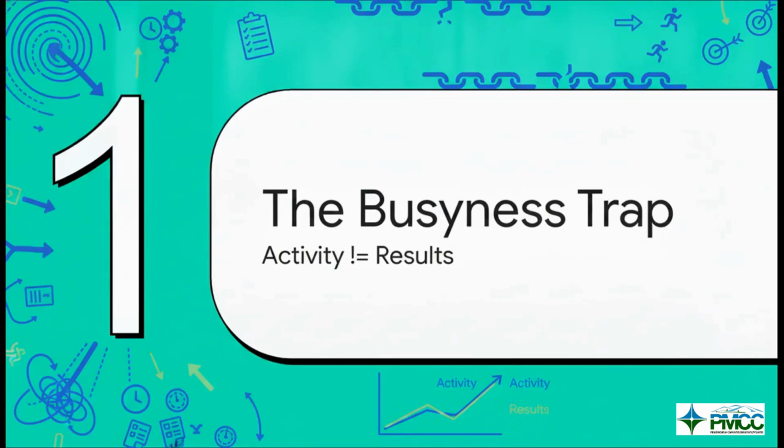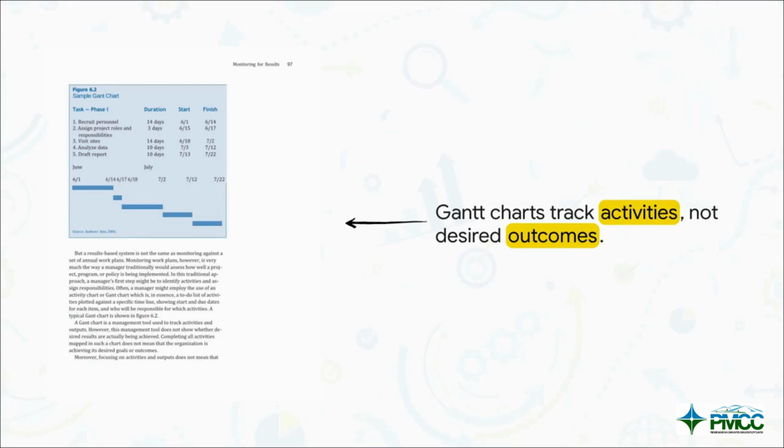All right, Section 1, the busyness trap. Activity does not equal results. Let's look at why traditional activity-based tracking is inherently flawed. Think about the classic Gantt chart. As managers, we use these things all the time, right? We map out tasks, assign responsibilities, set due dates, and hey, it's a fantastic management tool for tracking activities and outputs. But here's the catch.